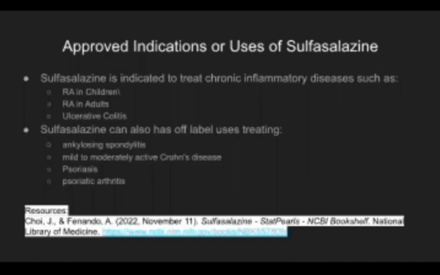Sulfasalazine is indicated to treat chronic inflammatory diseases such as RA in children, RA in adults, and ulcerative colitis. Sulfasalazine can also have off-label uses treating ankylosing spondylitis, mild to moderately active Crohn's disease, psoriasis, and psoriatic arthritis.